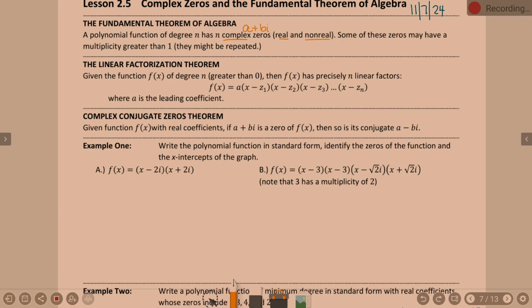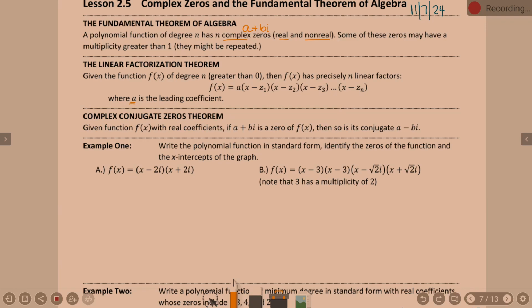We also have the linear factorization theorem that goes along with this. Given a function of degree n, then f of x has precisely n linear factors. So degree n has n linear factors, which makes sense because if there's n zeros, each zero has a factor. So then there are n factors. And don't let me forget, this will apply when we get to the back page tomorrow or Monday, whichever I do those notes. a is the leading coefficient.